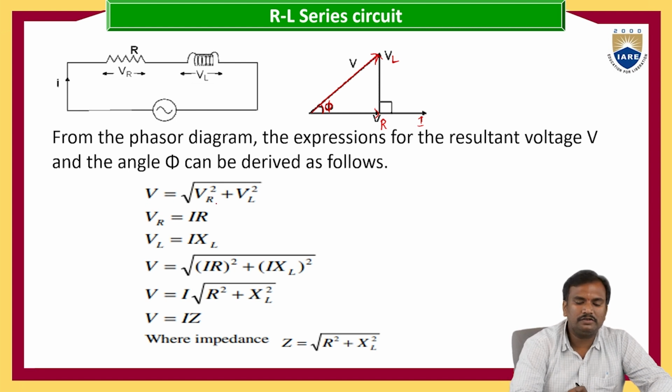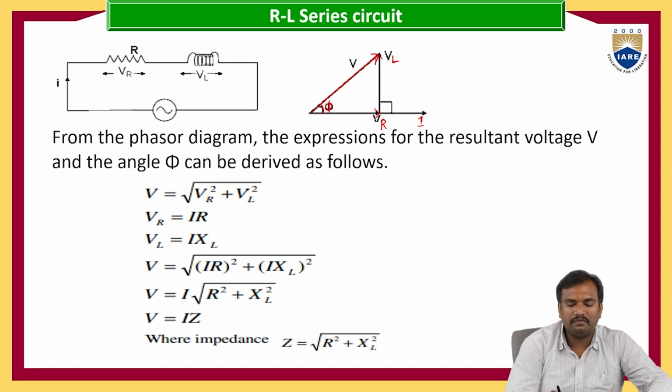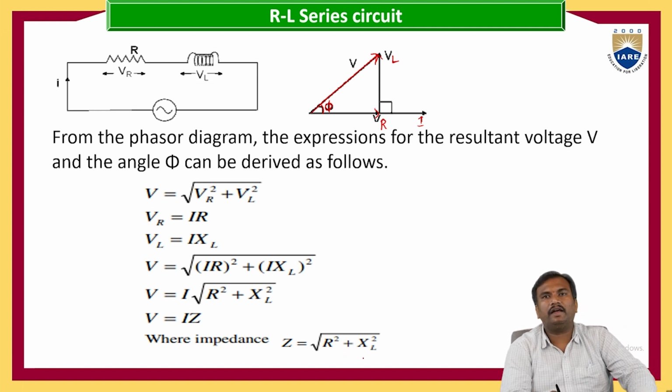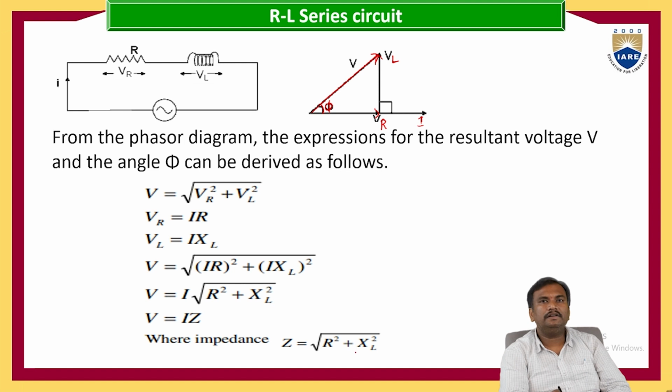Here V is equal to the square root of VR square plus VL square, where VR is equal to I into R and VL is equal to I into XL. So V is equal to the square root of (I into R) whole square plus (I into XL) whole square, which gives V equal to I into the square root of R square plus XL square. So V is equal to IZ, where the impedance Z is equal to the square root of R square plus XL square.